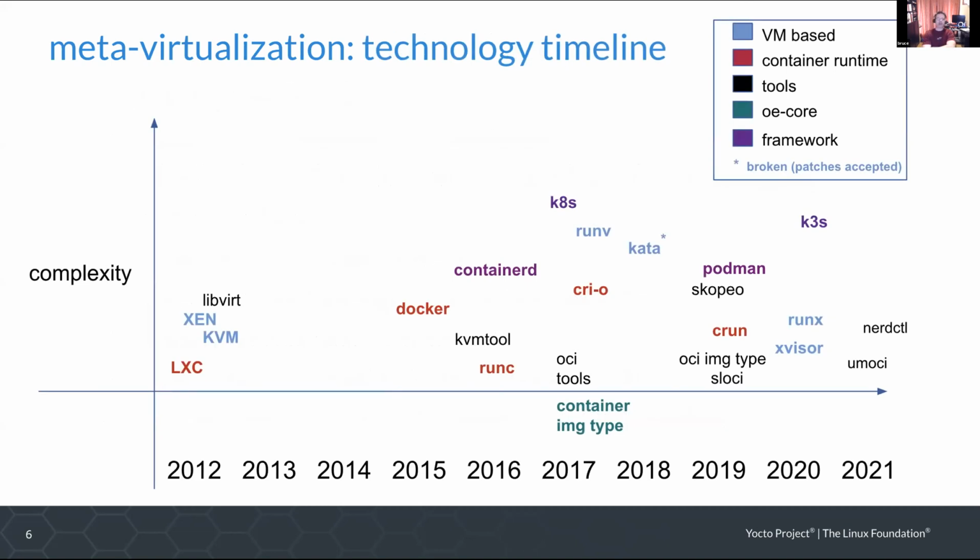Here is the technology timeline. In 2012, we started with LXC as the containerized solution because that's all there was, plus KVM, Xen, libvirt and some simple management tools around those things. And then apparently we didn't do anything for 2 years. Those are the dark ages of meta-virtualization. And now we've been adding more things as time goes on.